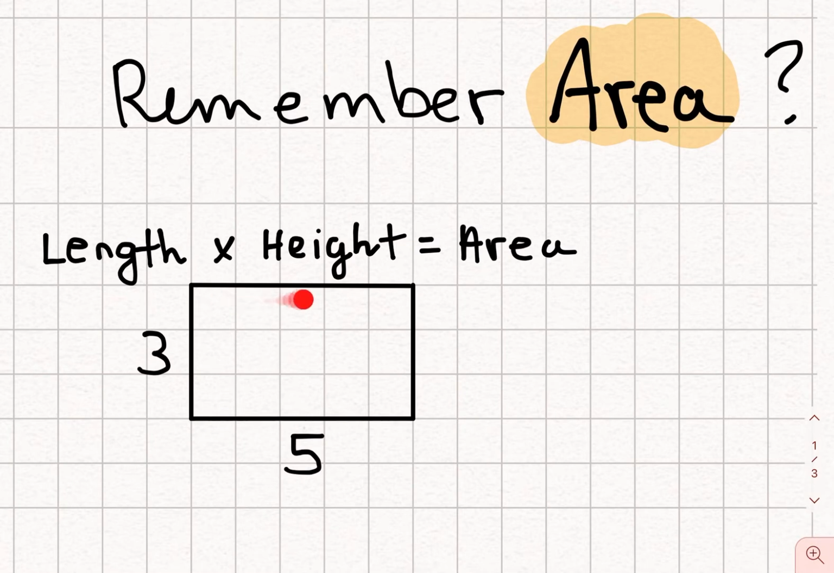Area is the measure of the number of squares that fit inside of a two-dimensional shape or a flat shape. How many squares fit inside? Of course, we could count 1, 2, 3, 4, 5, 6, 7, 8, 9, 10, 11, 12, 13, 14, 15. But we learned a special shortcut for measuring area, and that shortcut was to multiply the length times the height. In this case, it's 5 times 3. What is 5 times 3? That's 15. The length times the height tells us how many squares fit inside a flat shape.